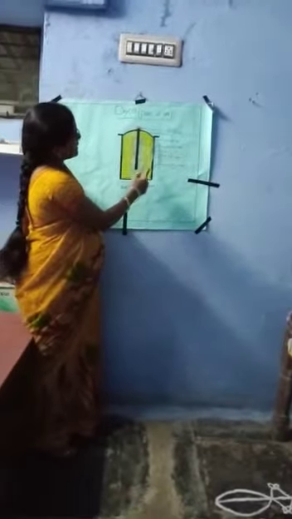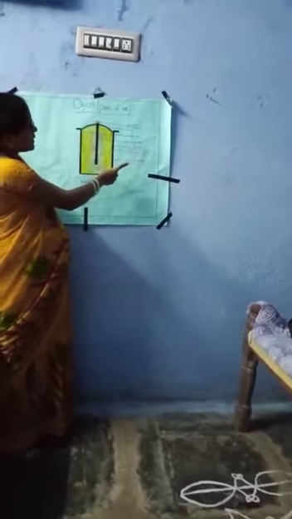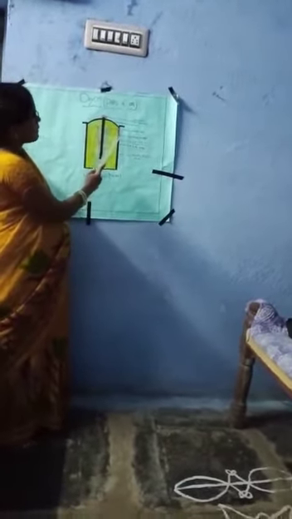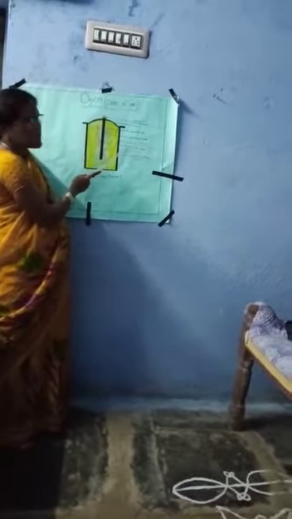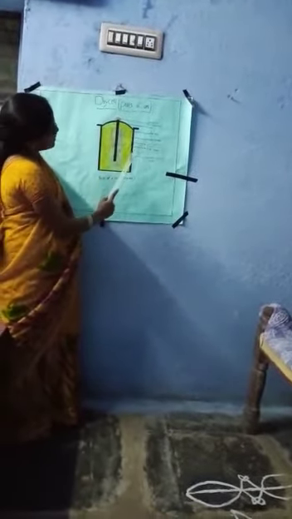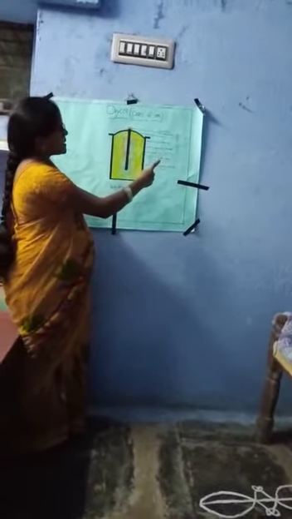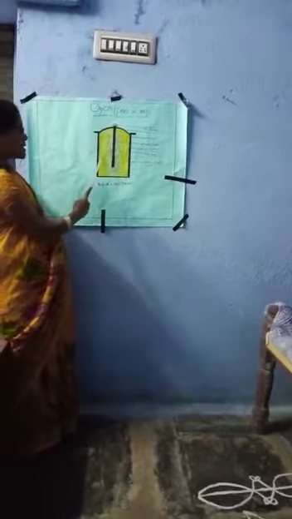A dry cell consists of a container, metal cap, zinc container. The container also serves as the negative terminal. Next, the carbon rod. The carbon rod with a metal cap serves as the positive terminal.